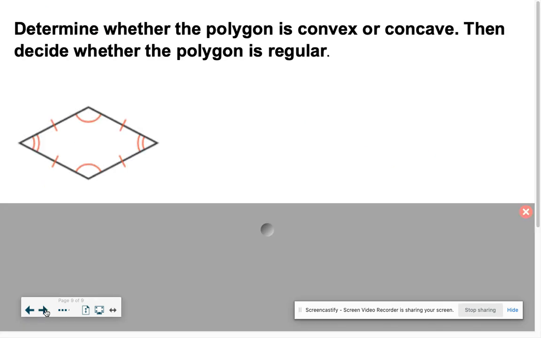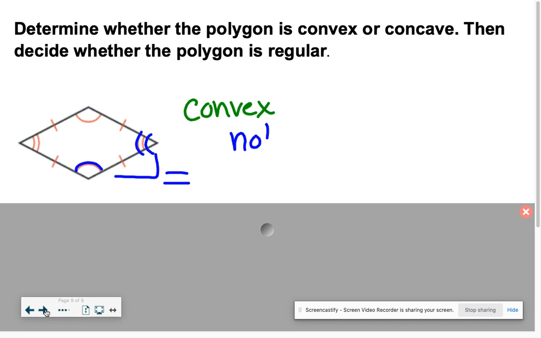And then our last one says determine whether the polygon is convex or concave, and then decide if it's regular or not. So we have a few different things. So let's look, convex or concave. This first one is indeed convex because there's no part that's dipping in. And now let's check if it's regular. Let's see if all of our angles match. I have 1 arc mark. Oh, and then I go to 2. So these are not equal, right? So this is not regular.